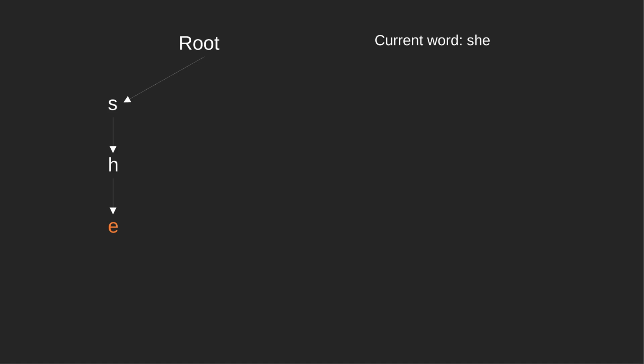Add he. We need an H from root, then an E from that H. Mark it. Now add see. We already have S from root, so we reuse that. Then we add E from S, then another E from that E. Mark the last E as an endpoint.